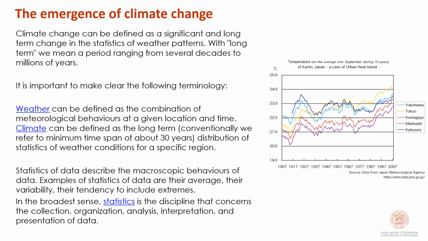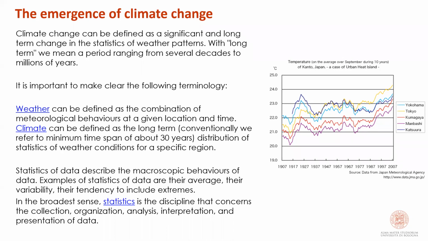So we already talked about weather and climate, and I'm not insisting on the difference between the two. Let me now make an example of an effect of climate change. Here in the graph, you see temperature on average over September during 10 years in several cities of Japan. And you see that there is an overall increase, but there are some cities like Tokyo, the yellow one, where the temperature increased a lot more.